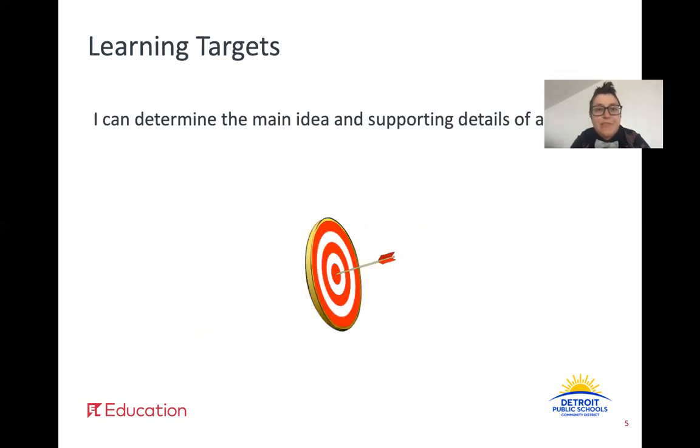The learning target for this lesson is, I can determine the main idea and supporting details of a text. If you remember, a main idea, just like the central message, is the big idea the author wants you to understand and take away from reading a text. And a supporting detail is a detail in the text, like a fact or a piece of information that helps you understand that main idea.